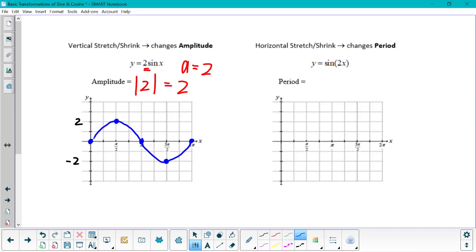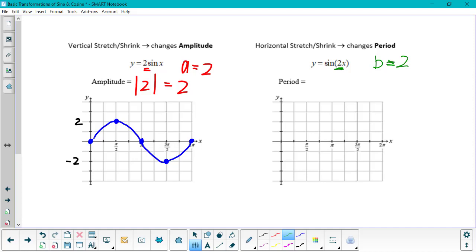Okay, we do horizontal stretching and shrinking in trigonometry. We did not need to do that in algebra, but a horizontal stretch or shrink then changes the period, which is the length or width of the first cycle. Okay, so here, notice the 2 is on the x. So this 2 we refer to as b, and we say if b equals 2, then we think of it as a stretch vertically, but that means it's a shrink horizontally.